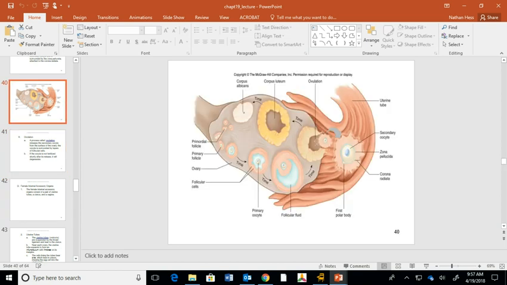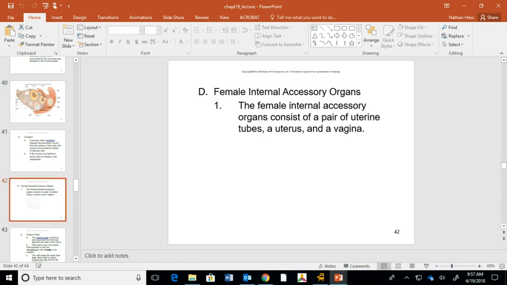Interesting. And again, you have this follicle that is left here, and they even give it different names: the corpus luteum, the corpus albicans. Again, they'll talk more about that when we get to the hormones, I guess. I thought we were going to cover it now, but I guess not.